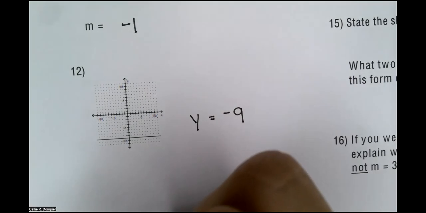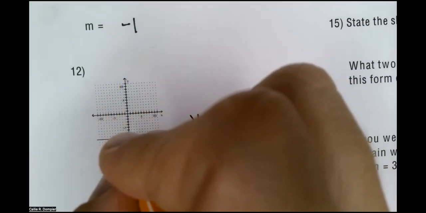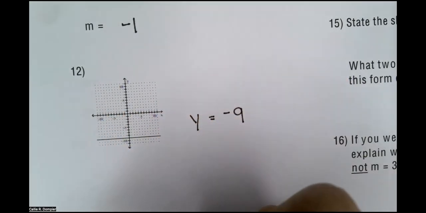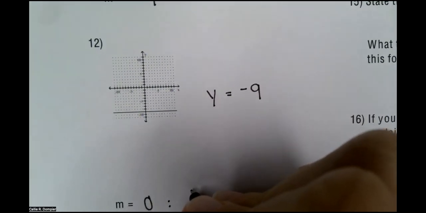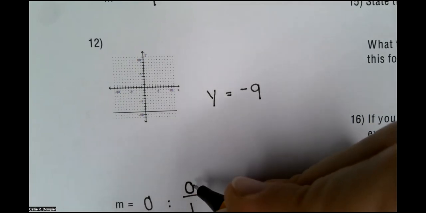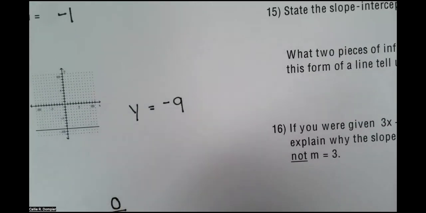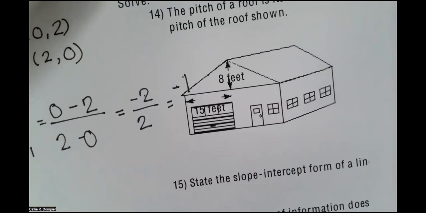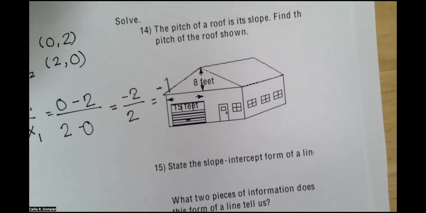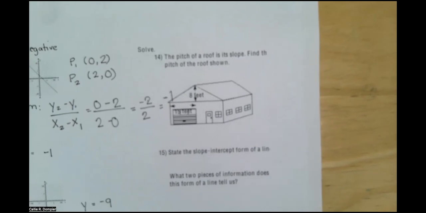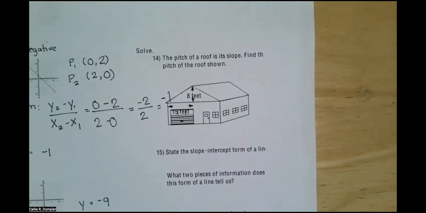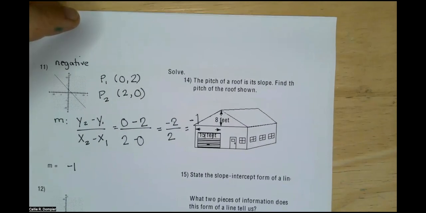Here, our slope is 0 because I don't go up or down, but I do go over whatever amount I want. So every time I move on x, I don't move on y. 0 divided by 1 is 0, but 1 divided by 0 is undefined. Again, graph those, and the graphing application will help you, so long as you remember that if it's horizontal, it's 0. If it's vertical, it is undefined.